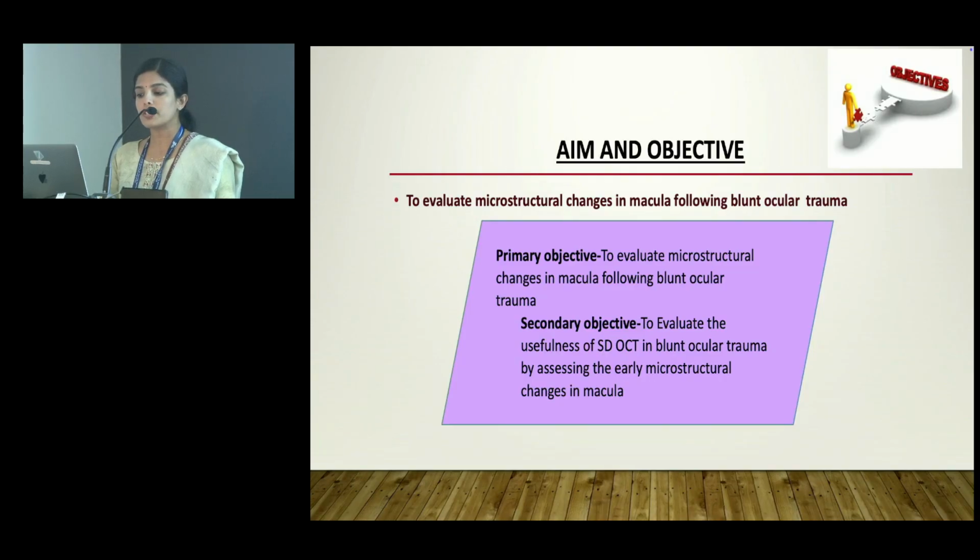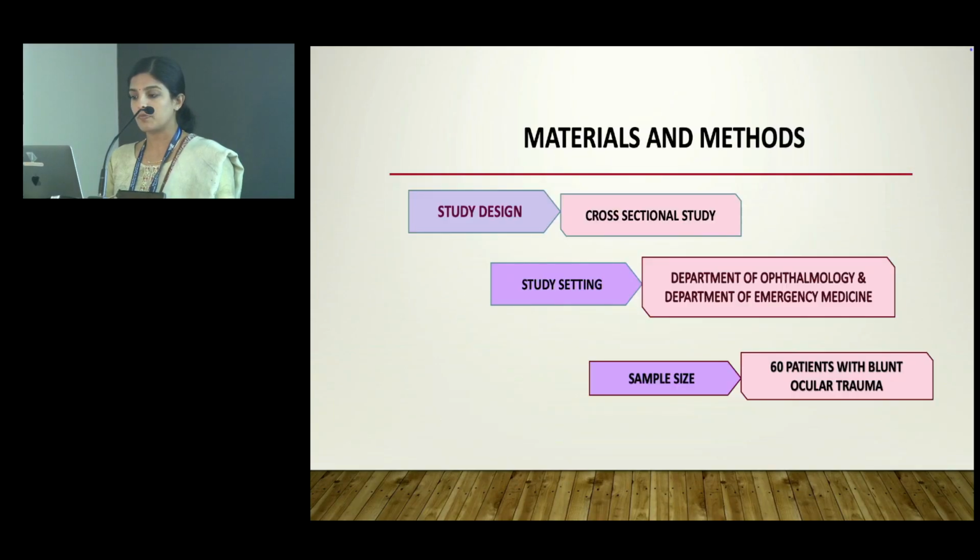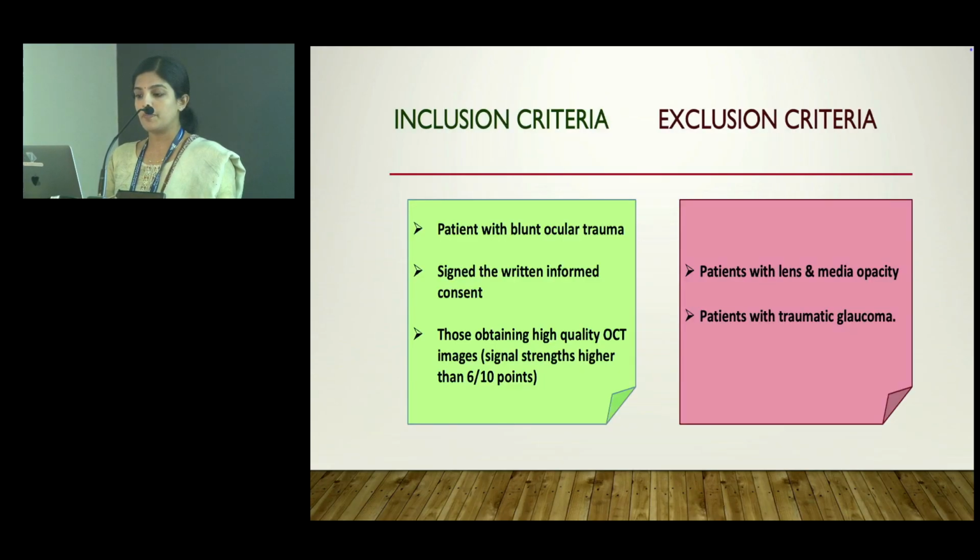The primary objective is to evaluate these microstructural changes in the macula following blunt ocular trauma. The secondary objective is to evaluate the usefulness of SD-OCT in blunt ocular trauma by assessing the early microstructural changes in the macula. Materials and methods: it's a cross-sectional study conducted in the Department of Ophthalmology and Emergency Medicine with 60 patients with blunt ocular trauma. Inclusion criteria: patients with blunt ocular trauma who gave informed consent and with high quality OCT images. Patients with lens and media opacity and with traumatic glaucoma were excluded.